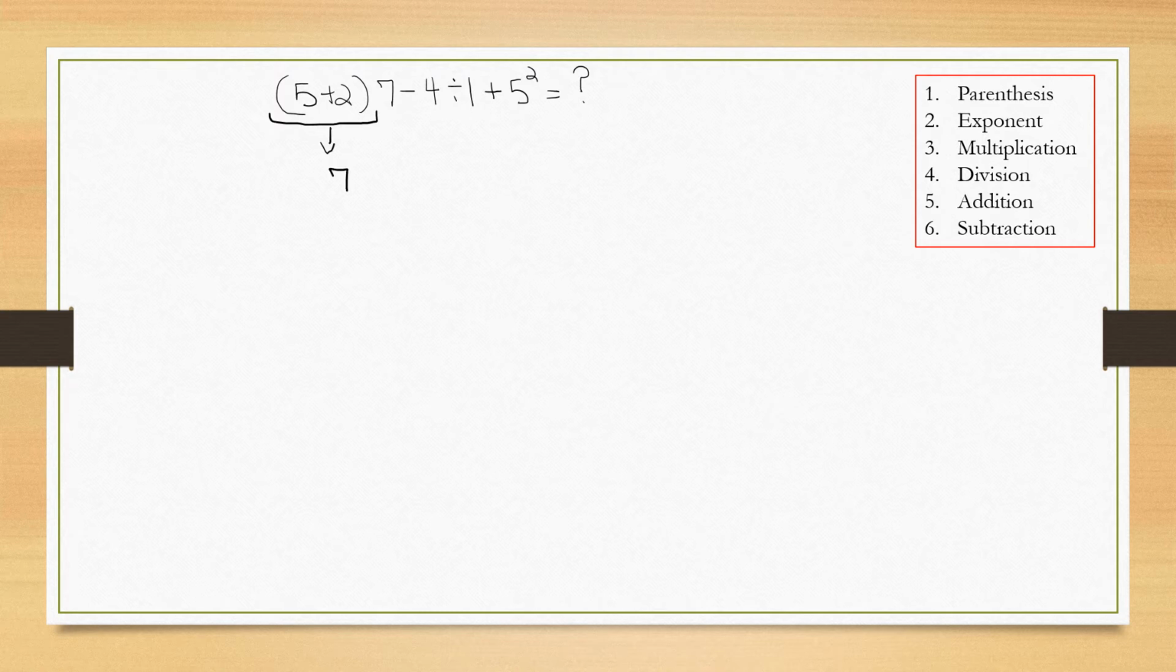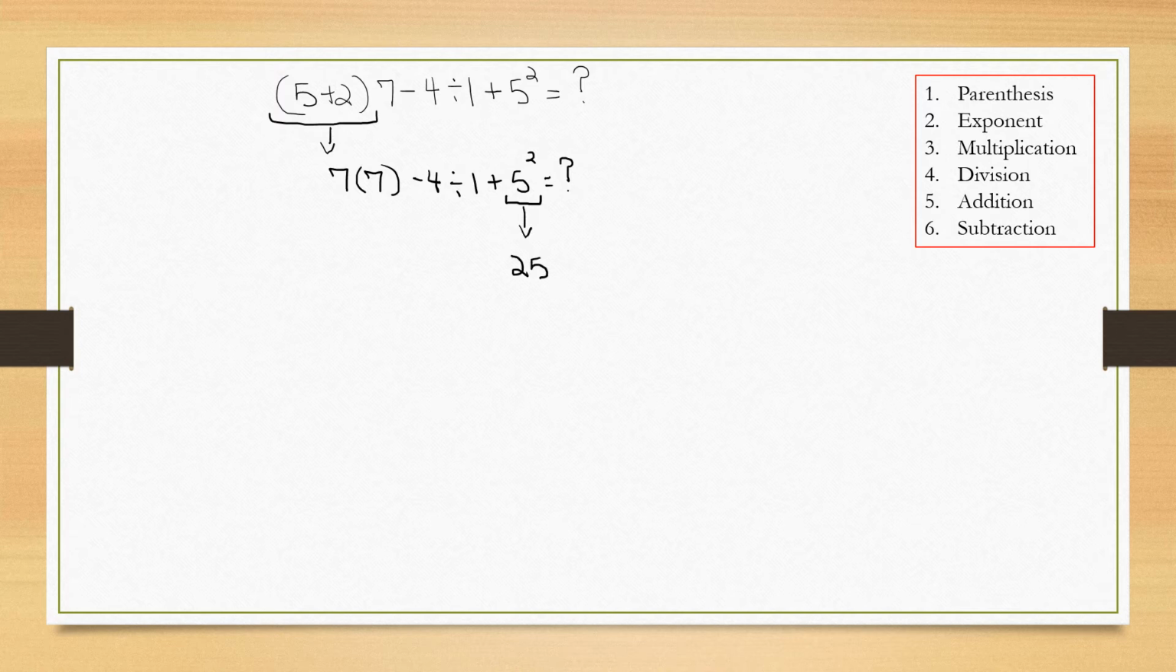So let's go ahead and rewrite everything. We have a 7 next to it, which tells us that this is a multiplication. Minus 4 divided by 1 plus 5 squared equals. Okay, so we don't have anything in the parentheses, but we do have an exponent, which is the 5 squared right here. 5 squared only means 5 times 5. We're multiplying the 5 twice. That's all it means. So we get 25 because 5 times 5 is 25.